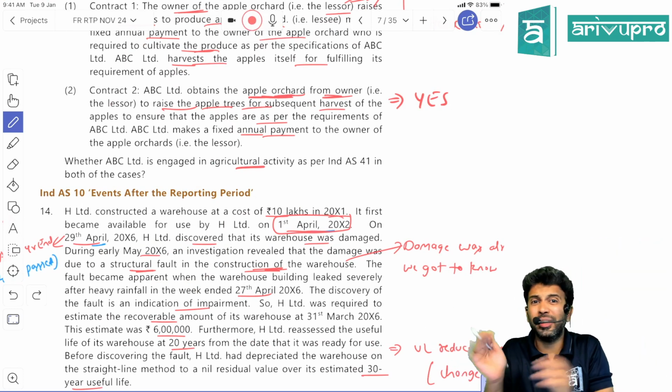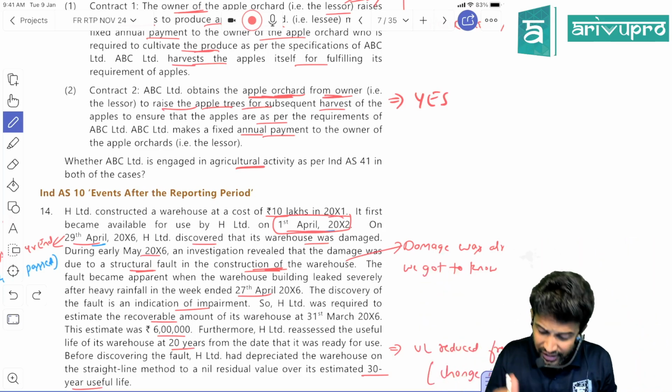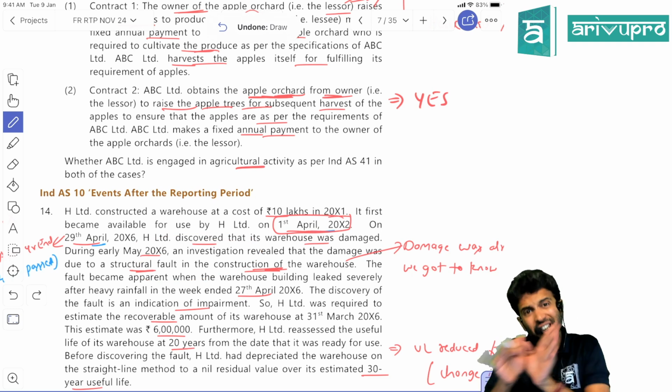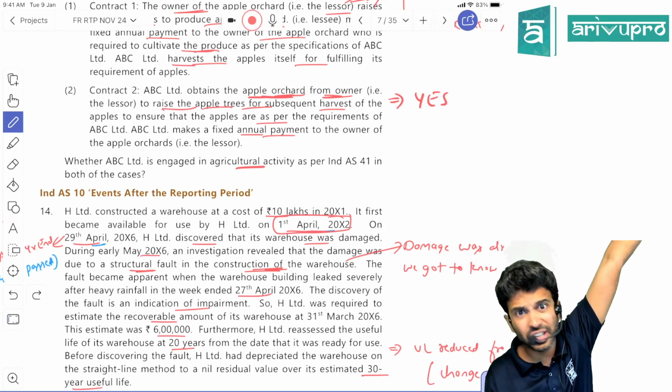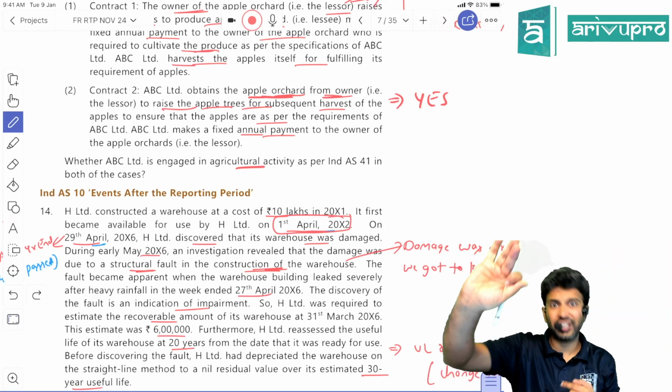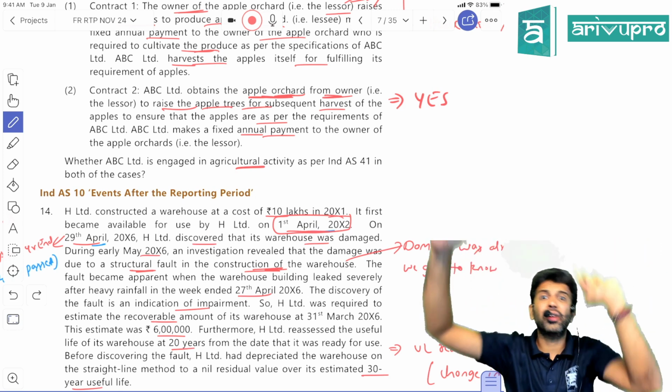Earthquake, fire, or flood means the condition was not existing on the balance sheet date, so it becomes non-adjusting. Here, this damage is due to a structural fault. There was something wrong in the structure, which you had constructed already before. That means the fault was existing on the balance sheet date or before itself. Just that you have detected it later on.